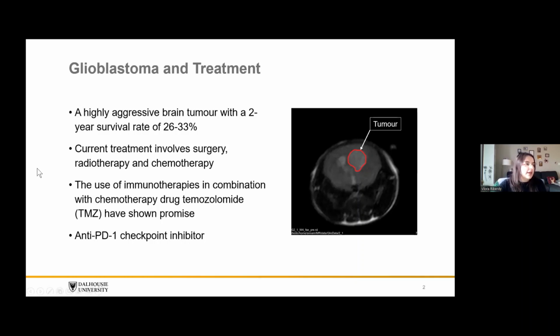What we're looking at is the use of immunotherapies in combination with the chemotherapy drug temozolomide or TMZ, which has shown a lot of promise preclinically and clinically. And the type of immunotherapy that we're looking at is the anti-PD-1 checkpoint inhibitor. So on the right here is an example of brain tumor in a mouse model. The tumor itself is outlined in red, but as Kim said earlier, it can really extend beyond that microscopically.